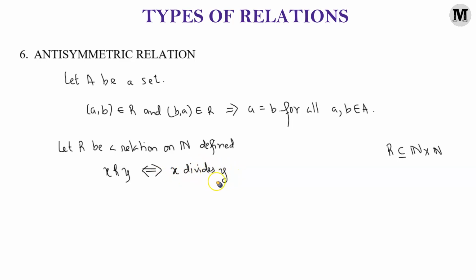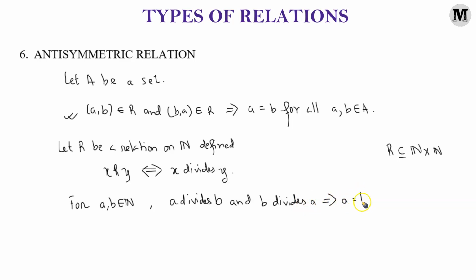Fine. So here we're defining a relation R such that x divides y, where x belongs to the set of natural numbers and y also belongs to the set of natural numbers. Now we're saying that R is an antisymmetric relation. The reason is, think about it, we'll use this definition. For any element A, B belonging to the set of natural numbers, if A divides B and B also divides A, then what does it mean? This simply means that A must be equal to B, right?